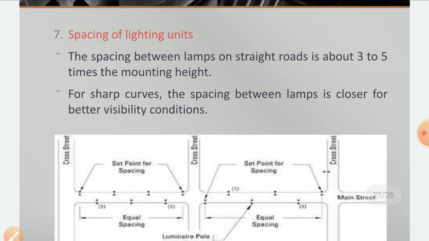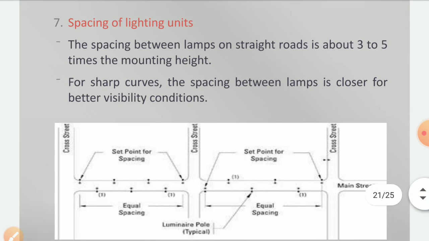The spacing between the lamps on straight roads is around 3 to 5 times the mounting height. If your mounting height is 5 meters, then 3 to 5 times gives 15 meters to 25 meters as the spacing between each lamp. So if you are placing the lamp luminaires at 5 meters height from the road, the distance between each lamp is around 3 to 5 times, that means around 15 to 25 meters. So that is the thing.